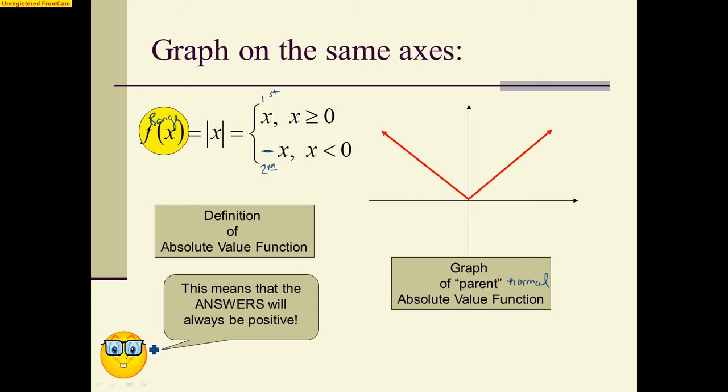Notice that graphically, there's the x-axis. Notice that the absolute value graph is always above the x-axis. The normal one is always above the x-axis except right there at 0.